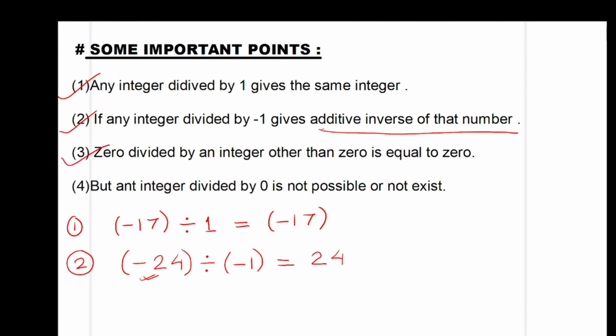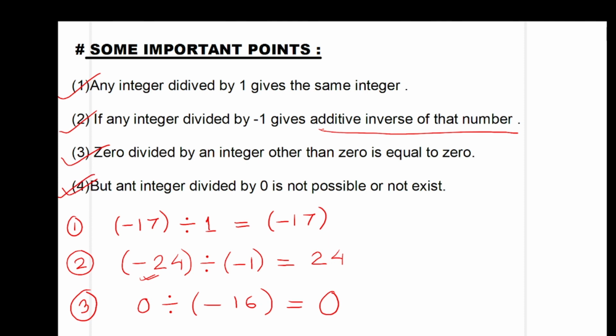Number 3: 0 divided by any integer. That means 0 by minus 16. You will always get 0. Okay. This is a very important point.